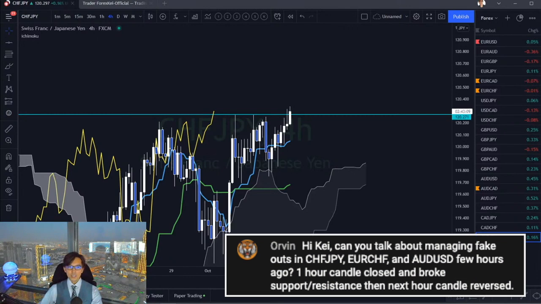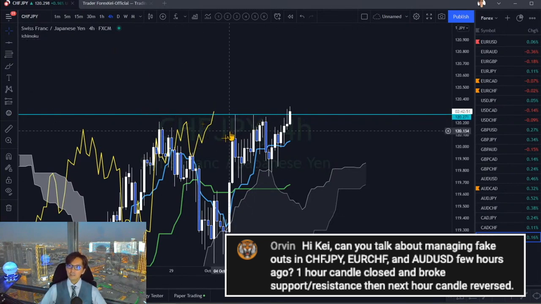So yeah, once again, Orvin says, can you talk about managing fake outs in Swiss franc JPY, Euro Swiss franc, and AUD USD? Three hours ago, a 1 hour candlestick closed and broke support resistance, then the next hour candle reversed. So how to deal with it?